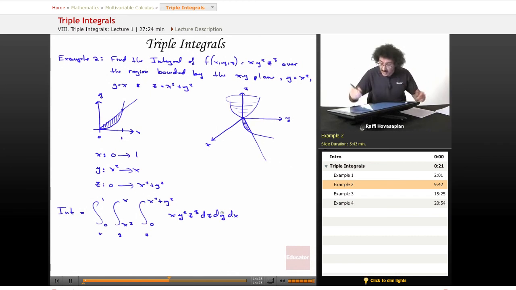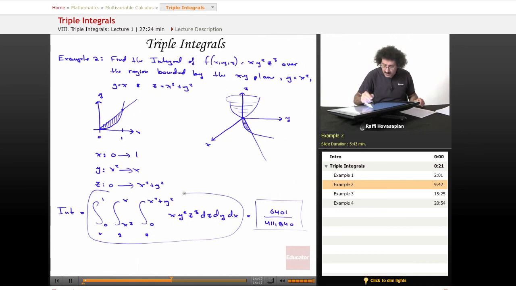That's it. And then when we go ahead and put this into our math software, we get this really wacky number, but it is just a number. 6,401 over 411,840. That's it. Perfectly valid number. So the integral of this function over this particular region of space is this number. That's it. What's important is being able to construct this integral.